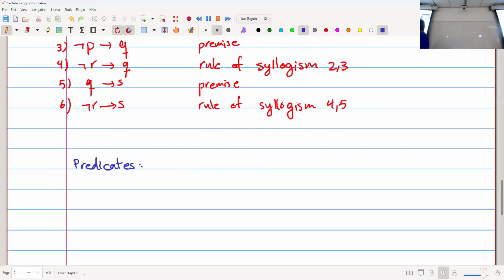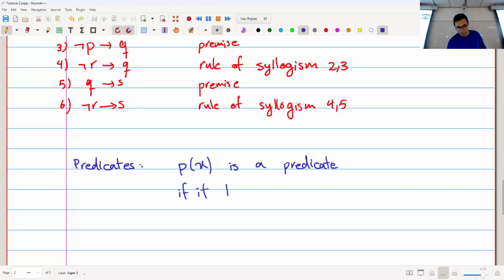What is a predicate? So a predicate is an object that has a variable in it. And if you give a value to that variable, then it becomes a proposition. Okay. So a predicate is something like this. P of X is a predicate if it becomes a proposition when X is replaced by a value.